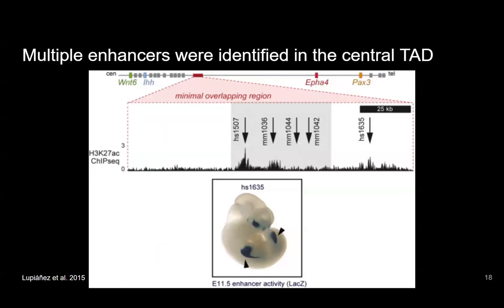And so then, by using H3K27ac ChIP-seq, they were able to identify regions within the central TAD that appear to be functioning as enhancers, and they validated these using transgenic mice, showing expression in the limbs.